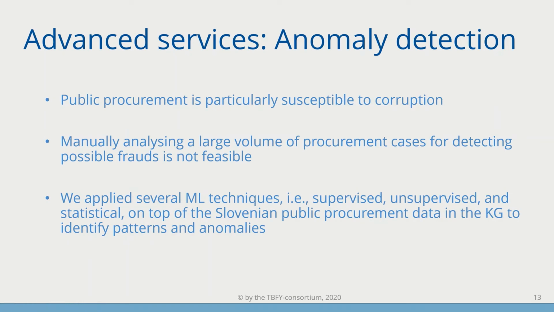Public procurement is particularly open to corruption and fraud. Therefore, analyzing the procurement data might give us hints on possible patterns that may represent fraud or corruption. However, analyzing such a large data set manually is not feasible. Therefore, we implemented several existing machine learning techniques on top of the knowledge graph to detect some anomalies and patterns.